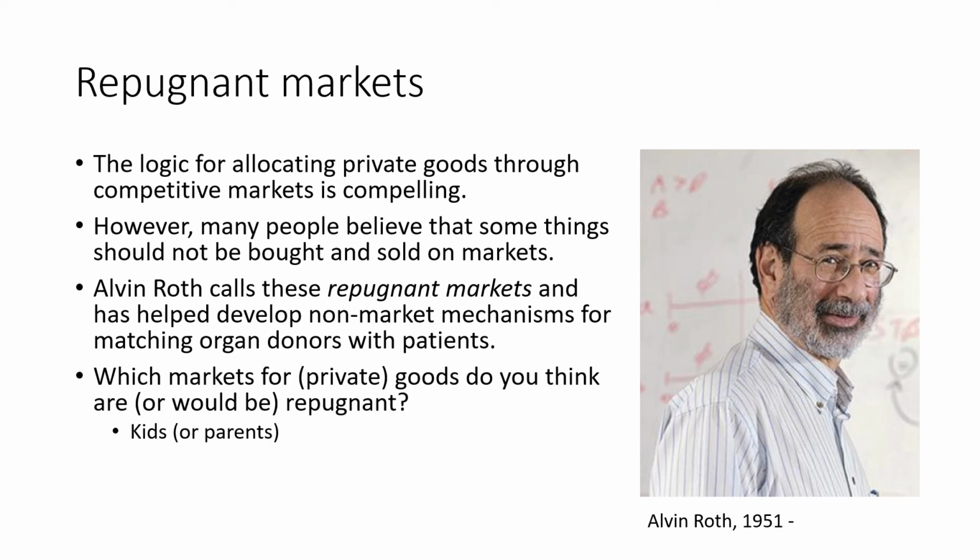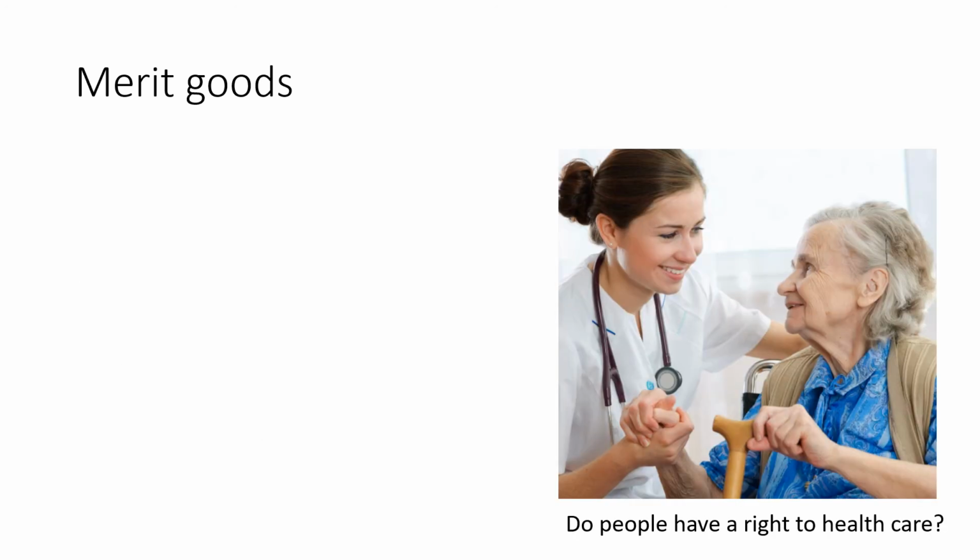Which markets for private goods do you think are or would be repugnant? Kids or parents, a market for kids or parents, do you think that would be repugnant? What about vote buying or vote selling? Do you think a market for votes would be repugnant? Grades, sex. What are your thoughts on these? Would markets for these as private goods be repugnant?